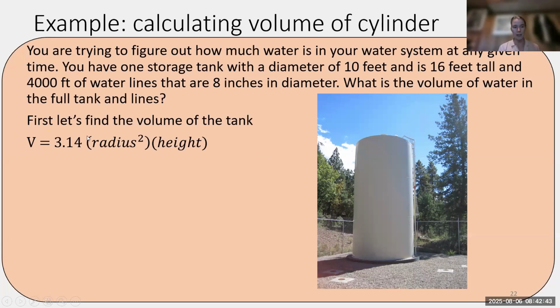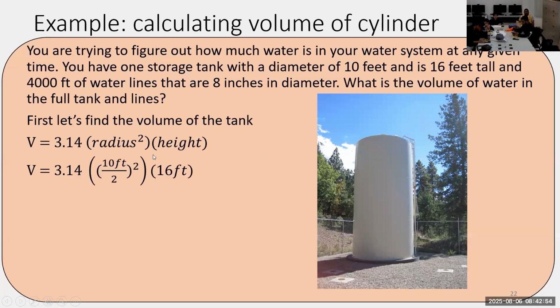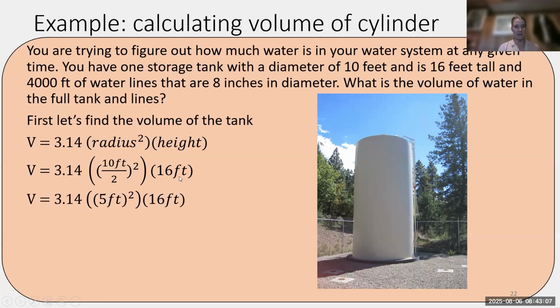So for the volume of the tank, we do that pi times radius squared times height calculation, 3.14 times radius squared times the height. And in this equation, because we know that the diameter is 10 feet, and the radius is half the diameter, we can go 10 feet divided by 2 will be our radius, and then square that times 16 feet. If we do that first, remembering our order of operations, our PEMDAS from last time, parentheses go first. So we'll do the parentheses, and then we'll do the exponent.